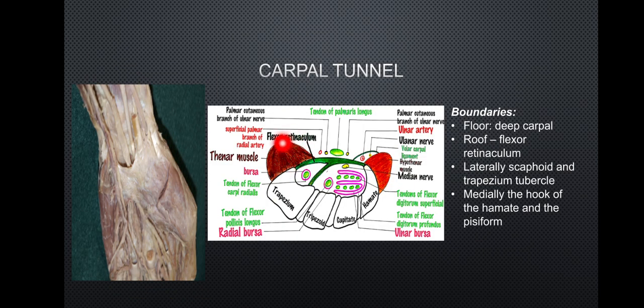These are the thenar muscles, and these are the hypothenar group of muscles. Now the structures passing deep to the flexor retinaculum are the median nerve.